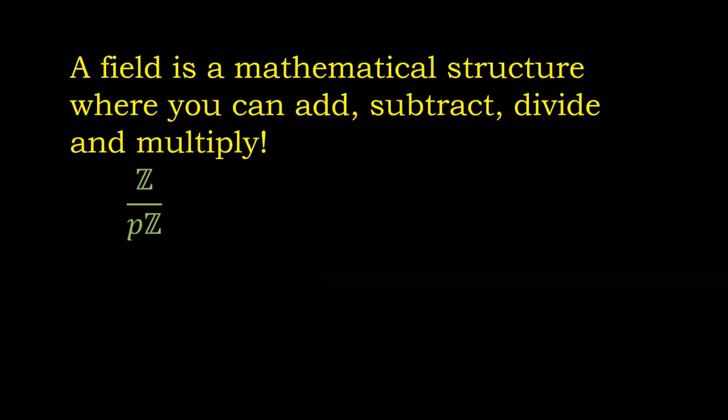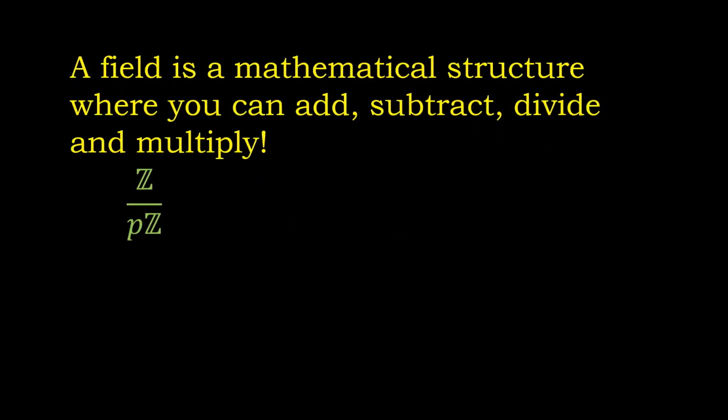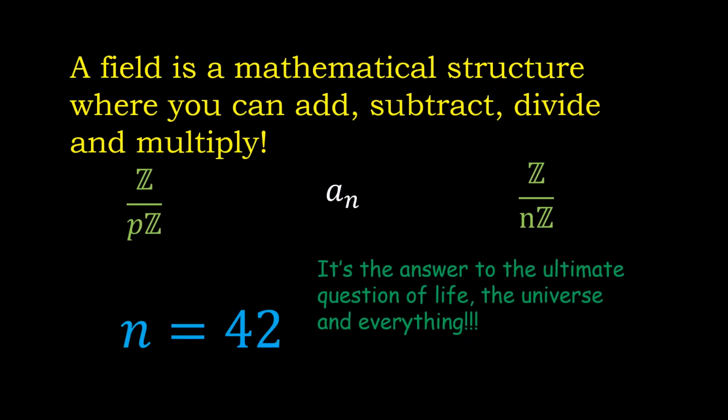A random fact. A field is a mathematical structure where you can add, subtract, multiply, and divide. What we have seen is that Z mod PZ is a field because you can divide here, but Z mod NZ is not. But what if I need to know what AN looks like when n is not a prime? For example, what does A42 look like? And definitely I do want to know the answer to that because 42 is the answer to the ultimate question of life, the universe, and everything.